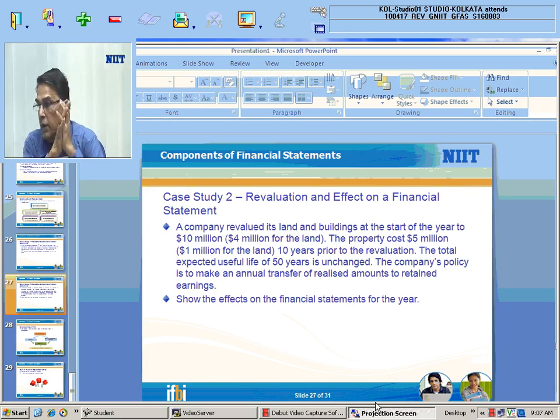So the case study, let's look at the case study. The company revalued its land and buildings at the start of the year to 10 million, out of which 4 million was for the land. So 6 million for the building, 4 million for the land. The property cost 5 million 10 years prior to revaluation. At that time, the land was 1 million, the building was 4 million. The total expected useful life of 50 years is unchanged. The company's policy is to make an annual transfer of realized amounts to retained earnings. We are to show the effects on the financial statements for the year in which revaluation was done.